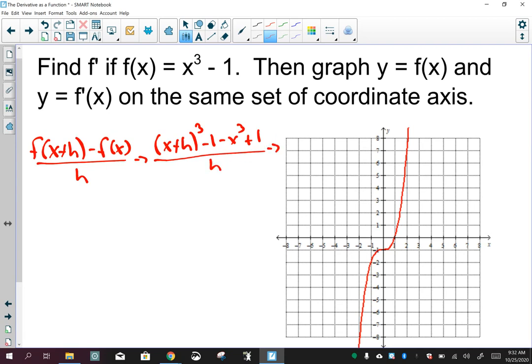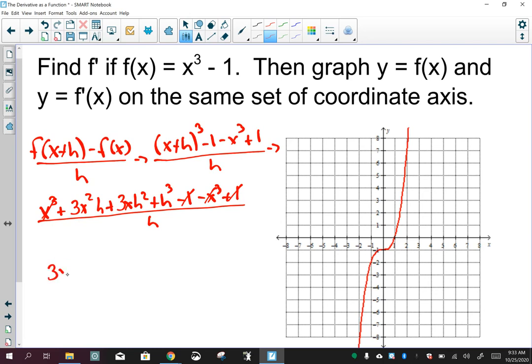So then that will generate x cubed plus 3x squared h plus 3xh squared plus h cubed minus 1 minus x cubed plus 1, all over h. So that and that and that and that cancel. So I am left with 3x squared plus 3xh plus h squared. And when I run that limit to 0, I wind up with a simple 3x squared. Okay?